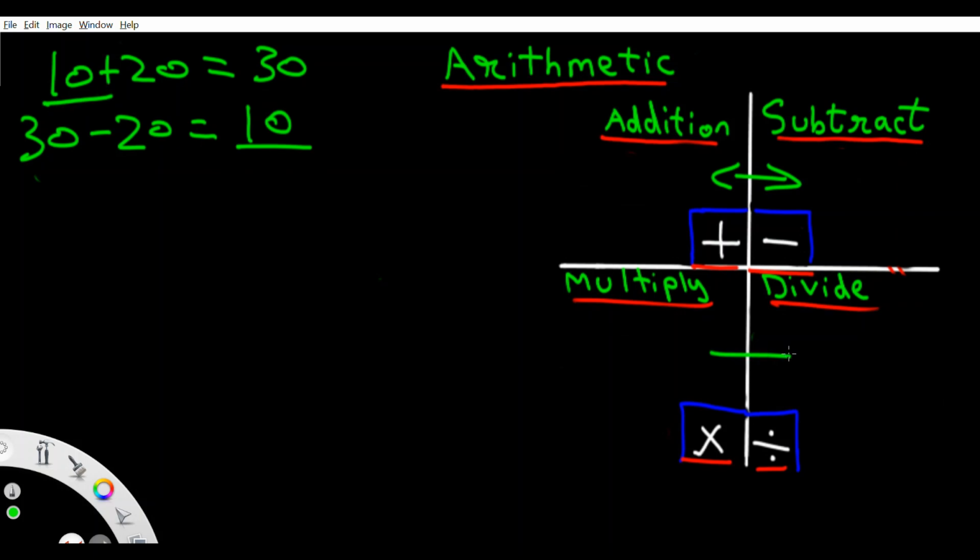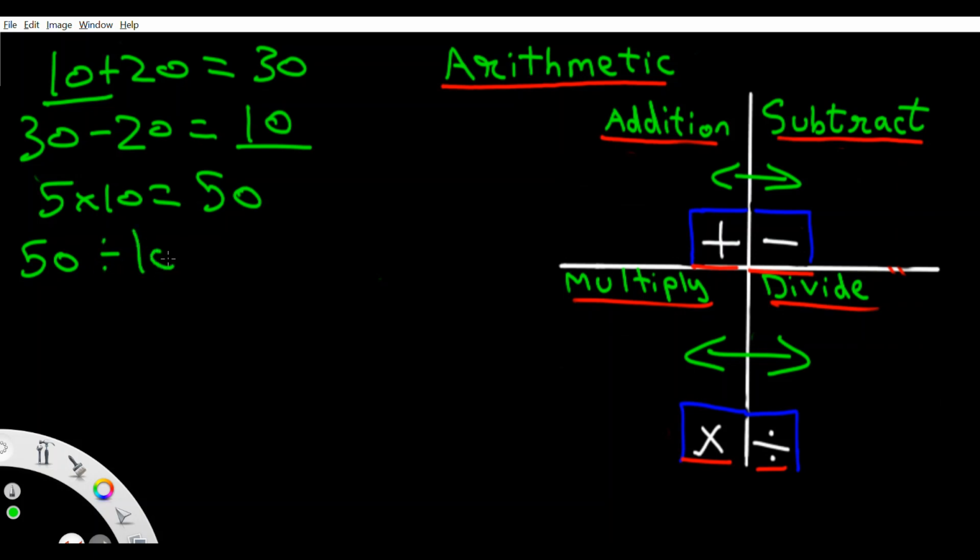Similarly, multiplication and division are the inverse operations of each other. If you multiply 5 times 10 to make 50, you can undo that by dividing 50 into 10 equal groups to make it back to originally 5. Multiplication groups things and division ungroups them.